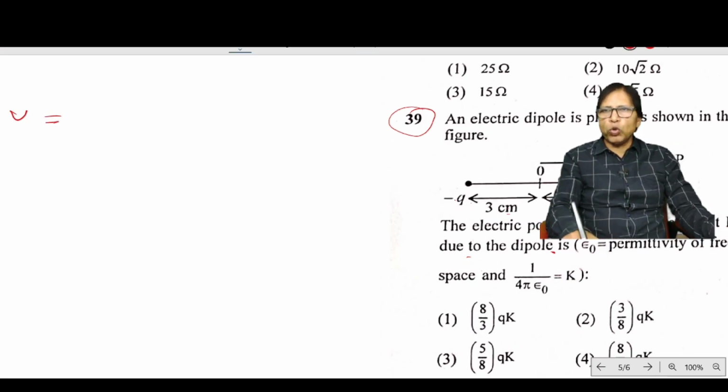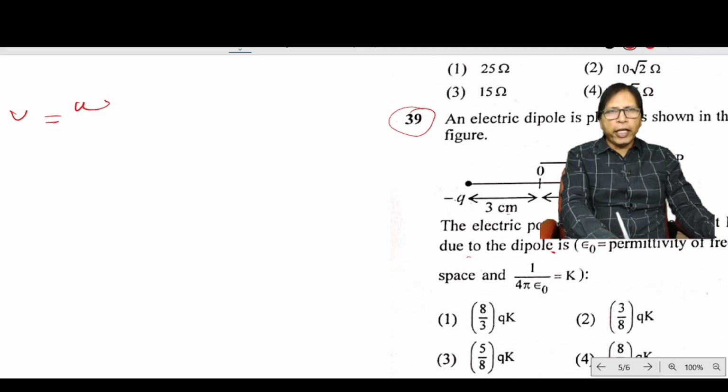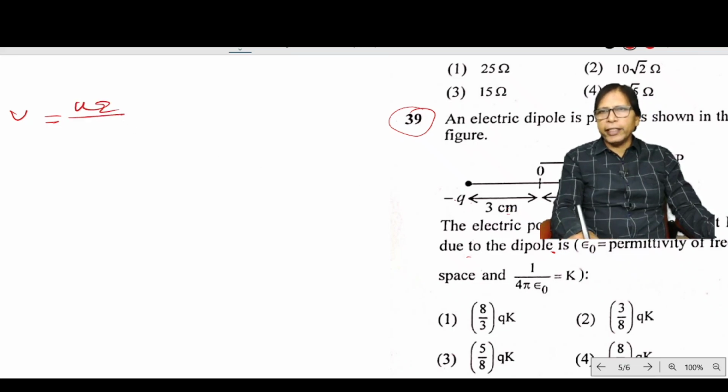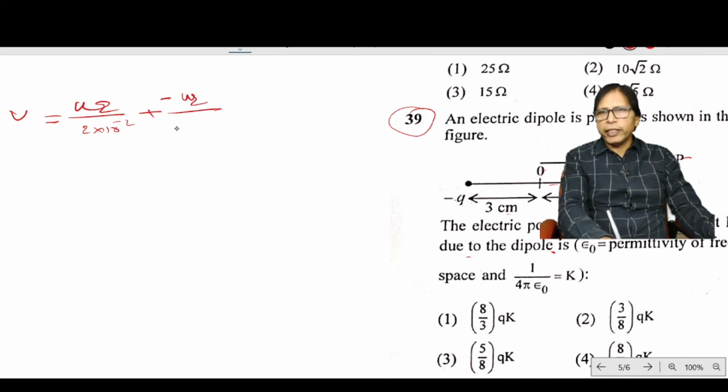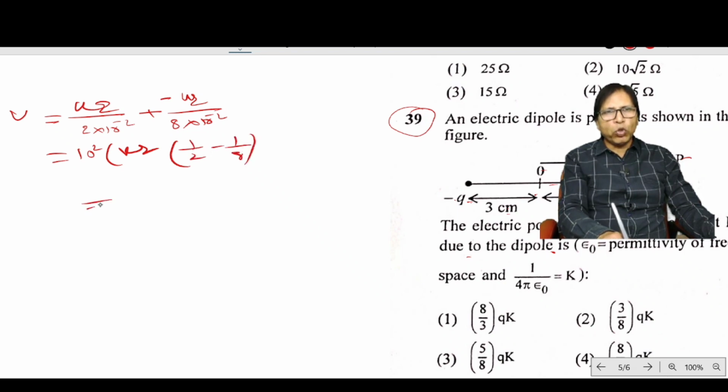Now the potential due to charge q is kq by r. Here r is 5 and this is 2, so 2 into 10 to the power minus 2, plus minus kq into 3 plus 5, which is 8 into 10 to the power minus 2. So it is 10 square into kq, into 1 by 2 minus 1 by 8. So it is 10 to the power 2 into kq into 3 by 8.